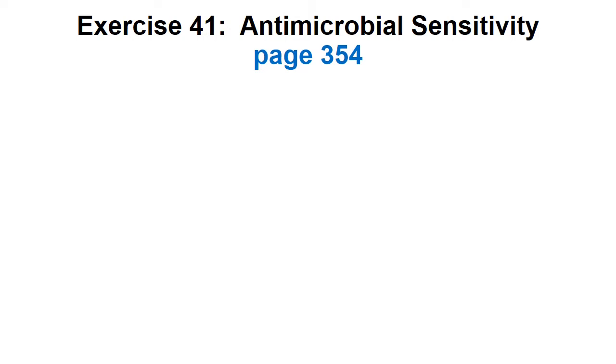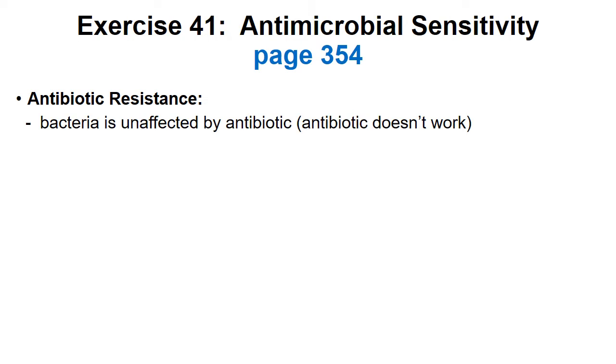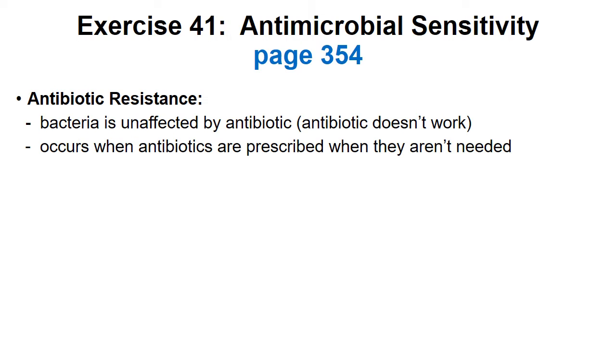Exercise 41, page 354, continued. Antibiotic resistance, what is it? Bacteria is unaffected by the antibiotic. In other words, you go to the doctor for your UTI, they prescribe you an antibiotic, and you don't get better. The antibiotic is unable to kill the bacteria. That is not a desirable outcome. This occurs when antibiotics are prescribed when they aren't needed. So in other words, if you have a viral infection, you do not need an antibiotic.